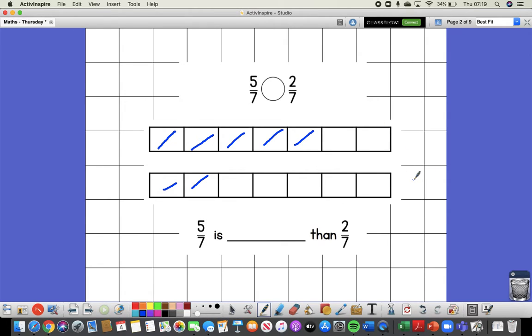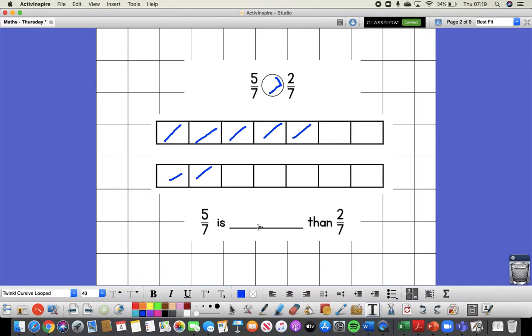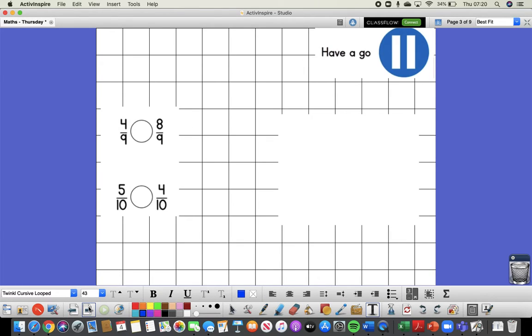And this is because the bars are split into equal parts. So we could write that the fraction 5/7 is greater than 2/7. And at the bottom here, I'm going to type the word greater. Okay, so why don't you have a go at these two questions? Both questions have got the same denominators. You are comparing them. Pause the video and come back to check your learning.